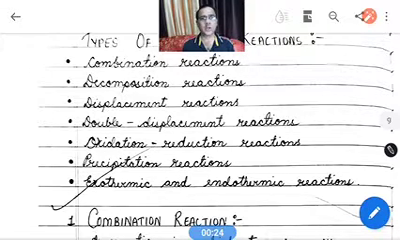Chemical reactions are of many types, and in our syllabus we will study some important types, under which we will study the combination reactions, decomposition reactions, displacement reactions, double displacement reactions, oxidation reduction reactions, precipitation reactions, and exothermic and endothermic types of reactions. This exothermic and endothermic type of reactions I have already explained in the previous videos, and now the remaining types of reactions we will study one by one.